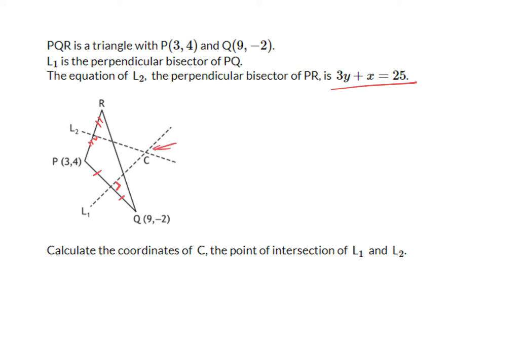Now, we know one of the equations, so that's fine. If we can work out the equation of line L1, then we can solve using simultaneous equations to actually find the point of intersection. But finding the equation of line L1 is a little bit tricky. So let's break this down.